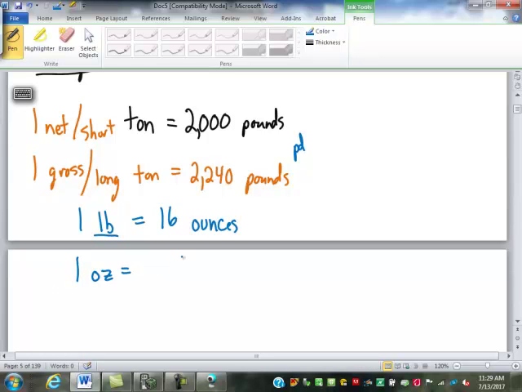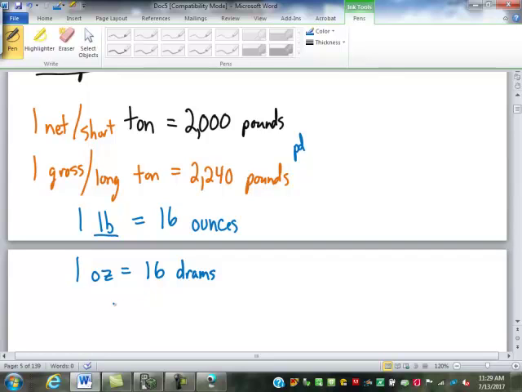Smaller than an ounce, we have drams. Grams are metric. Drams are standard units. There are 16 drams in an ounce. A dram is an apothecary unit. It was used for measuring out medications. You might be prescribed a quarter of a dram of a medication or whatever.